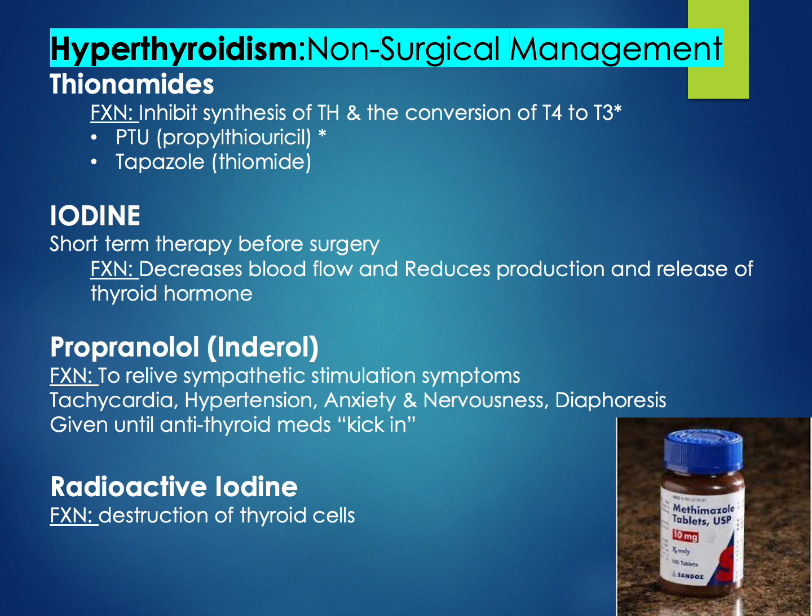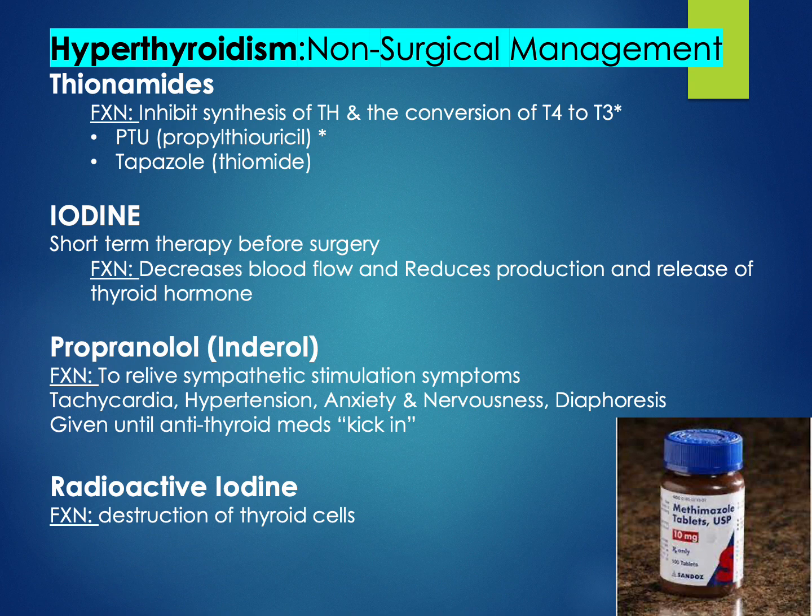Iodine is another non-surgical medication management. We usually give the iodine as a short-term therapy before surgery. The function of iodine is to decrease blood flow and reduce production and release of thyroid hormones. So it's that negative feedback loop. So the more iodine we have, the thyroid gland kind of notices that there's a lot of iodine, so it knows that it already has what it needs to make that T3 and T4.